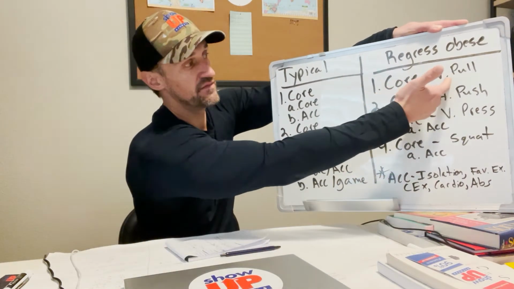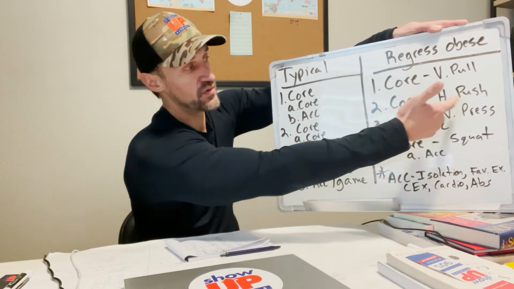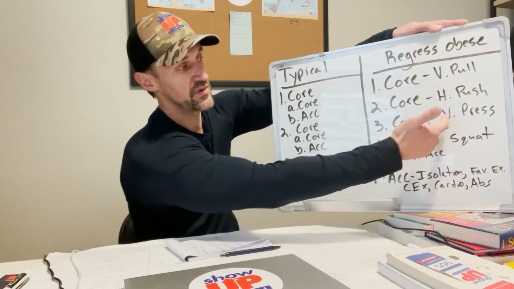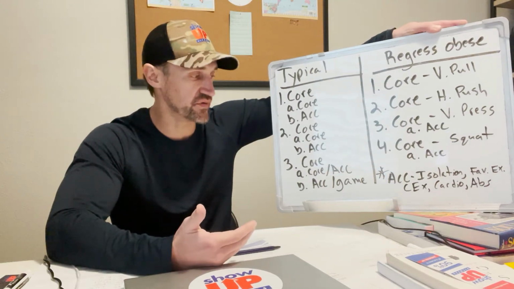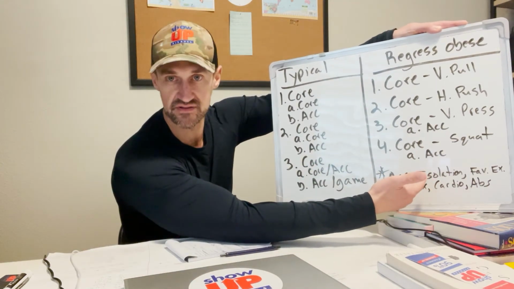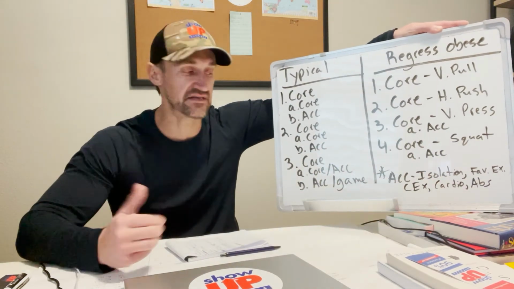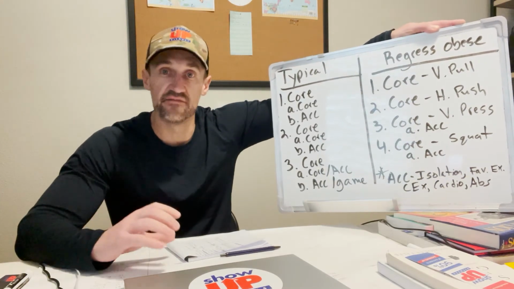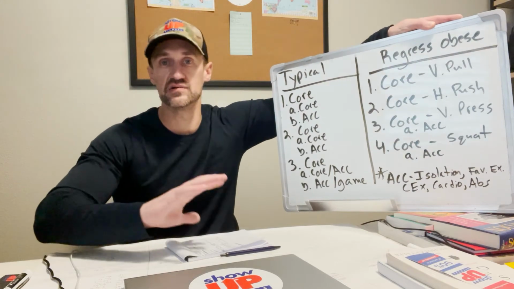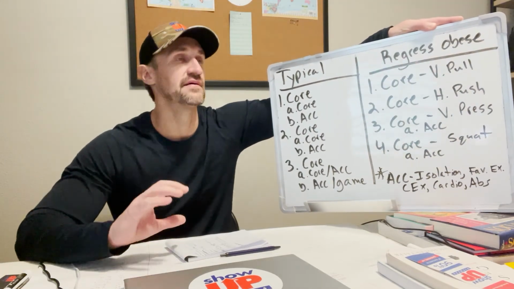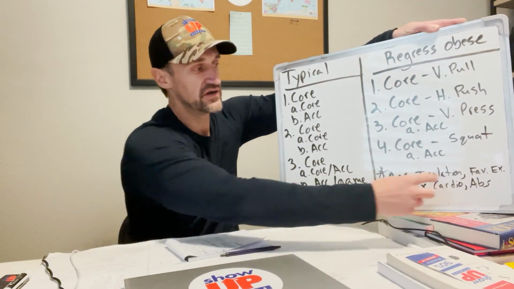Core pattern, we do a vertical pull. Core pattern, we do a horizontal push. Core pattern here, we do a vertical press, but there's an option to do an accessory. And what an accessory is, that's an isolation exercise, or I call it the genie game. You ask your client, if a genie were to pop out of a bottle, what would be the one muscle or body part you like? Keep it PC. And you can do favorite exercise.